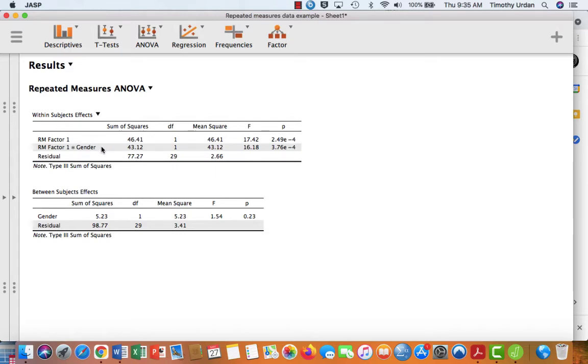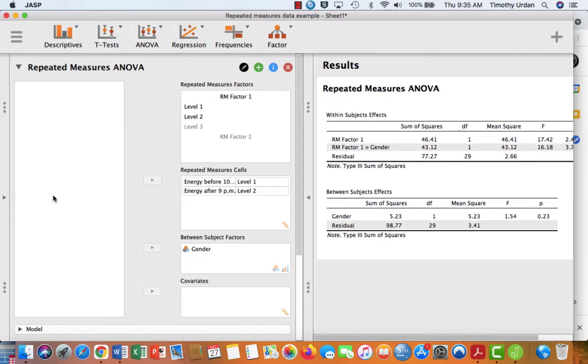And then this is the interaction. So is the change in energy from before 10 a.m. to after 9 p.m., does that change look different for males and females? Does the energy rating change depend on your gender? That interaction is also statistically significant. And then you also get what's a main effect for the between subjects factor. On average, when you collapse the 2 time points together, do males and females differ in their energy rating? And the answer is no. That main effect for the between subjects factor is not statistically significant.